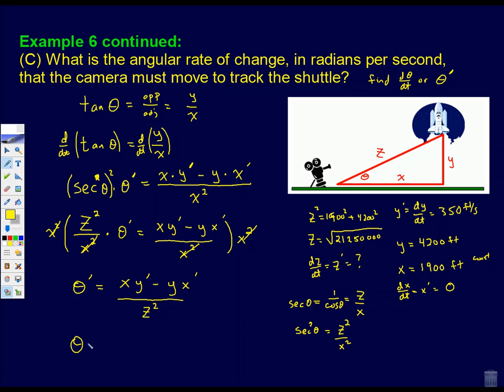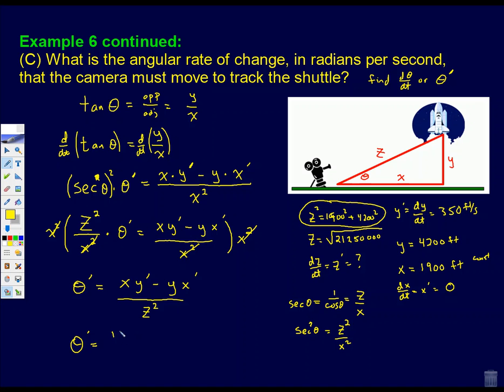So now it's time to put in the numbers that I know. x is the distance from the camera to the base of the launching pad, which we were told was 1,900 feet. y prime is the rate at which the rocket's climbing in the air, so that's 350 feet per second. y is the instantaneous height of the rocket, 12 seconds after the launch, which we learned was 4,200 feet. x prime is the rate at which this distance is growing, which actually is 0. z squared, from the Pythagorean theorem, was 1,900 squared plus 4,200 squared. So I'm ready to put all this into my expression.